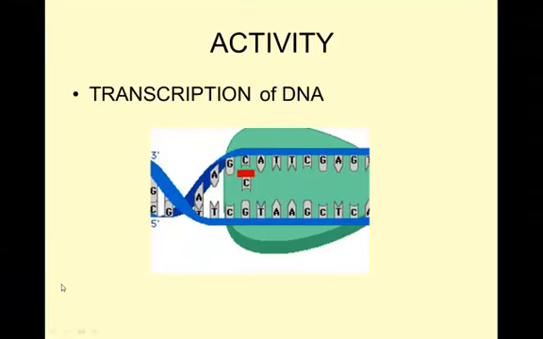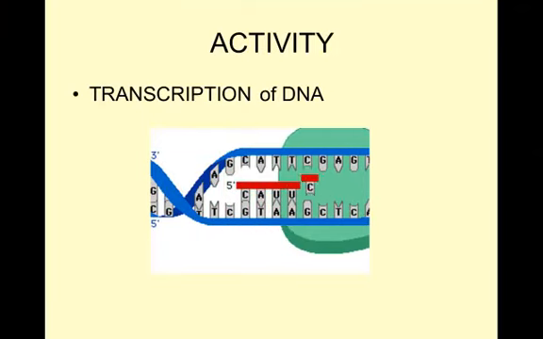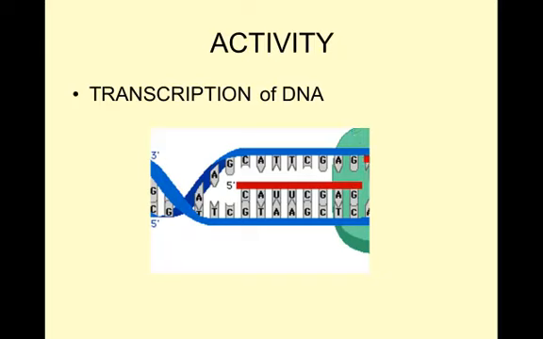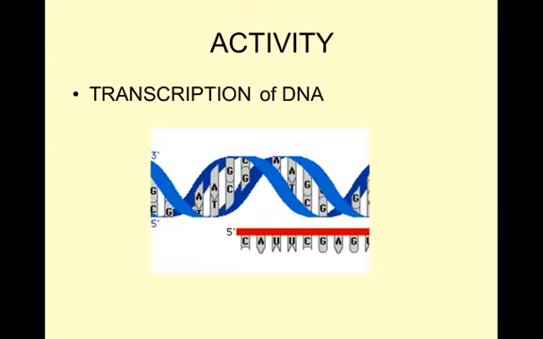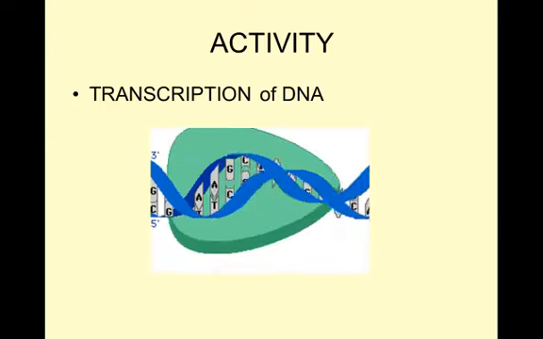So let's go back to our slideshow now and take a look at what's happening here. We're going to open our strand of DNA. We're going to use one side, and different genes are transcribed off of different segments of DNA. Sometimes we use the one strand, sometimes the gene is on the other strand. It kind of depends on what gene we're using.